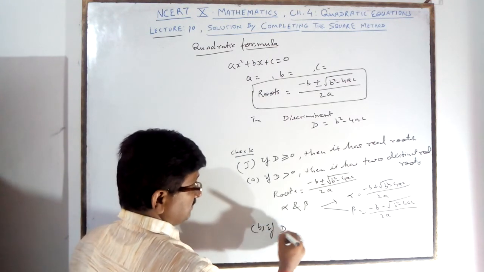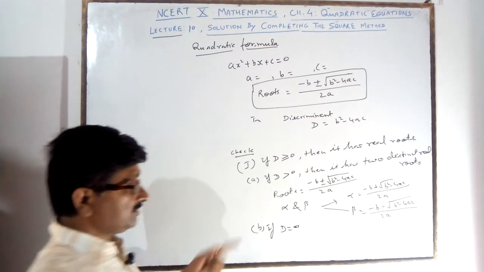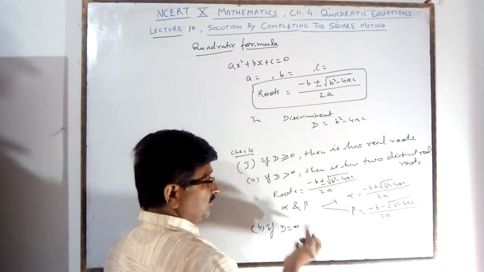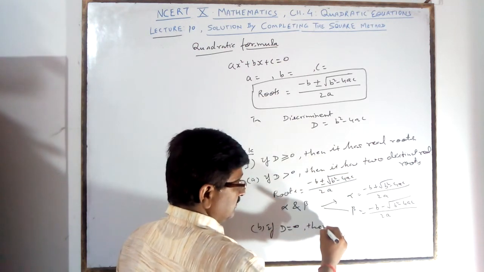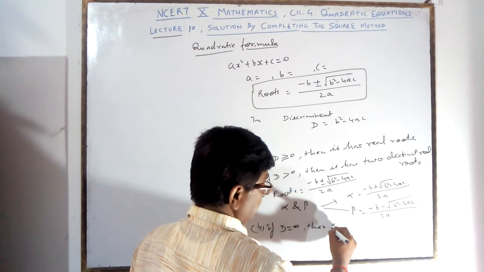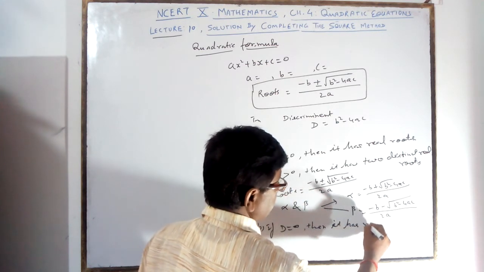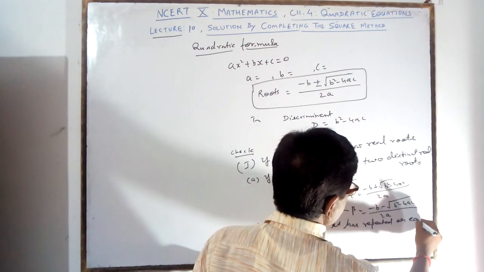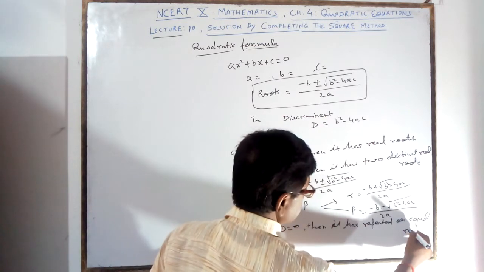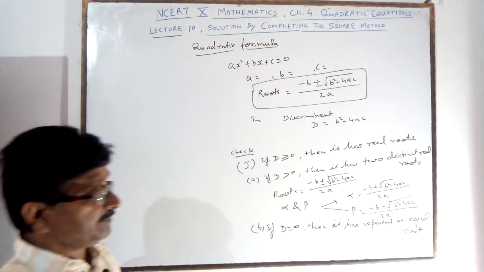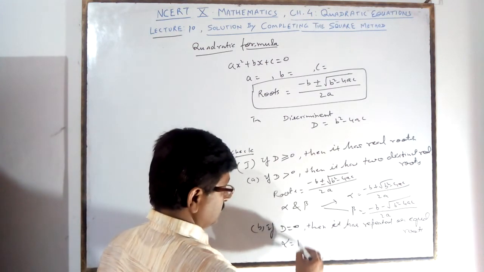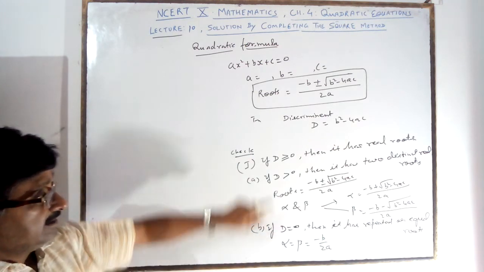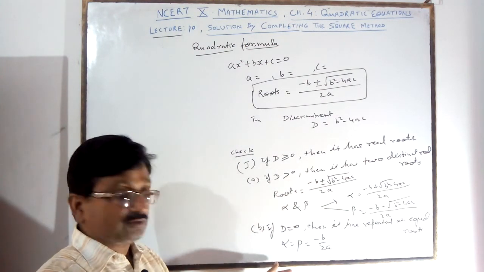Second part, B. Suppose D is equal to 0. Then this part will be 0, and under root 0 is 0. Then the equation has repeated or equal roots. So alpha is equal to beta is equal to minus b by 2a. This is your answer. The first case you calculate by this, the second case by this.